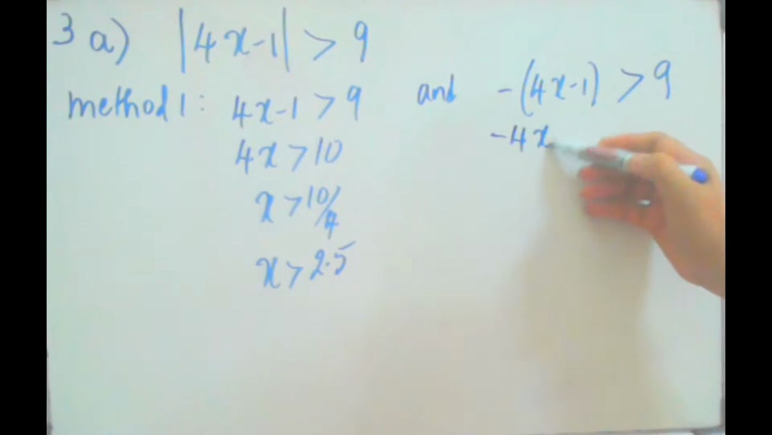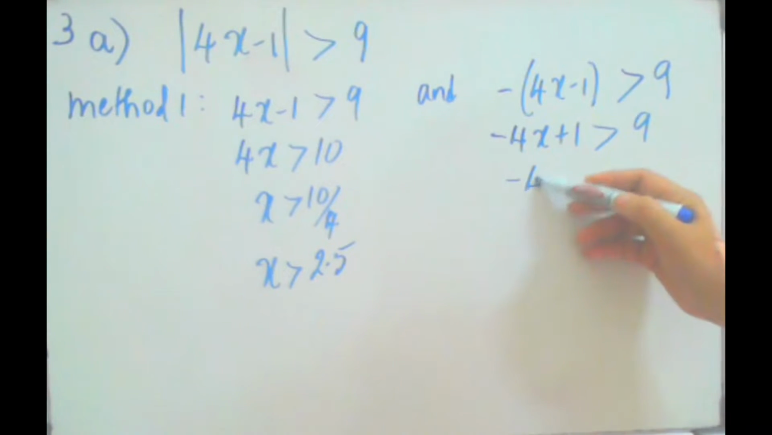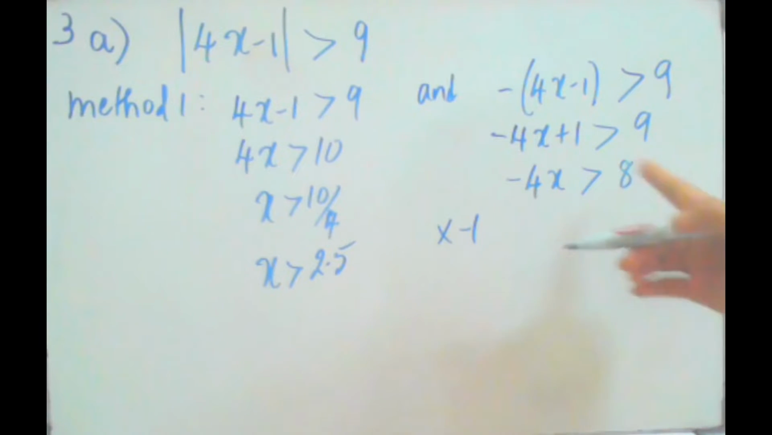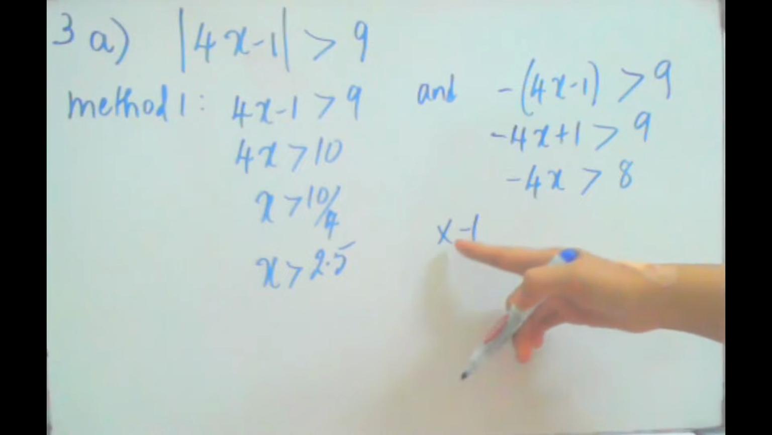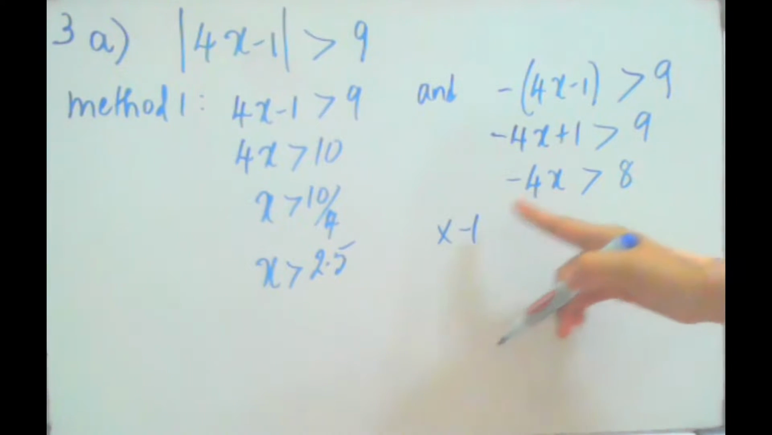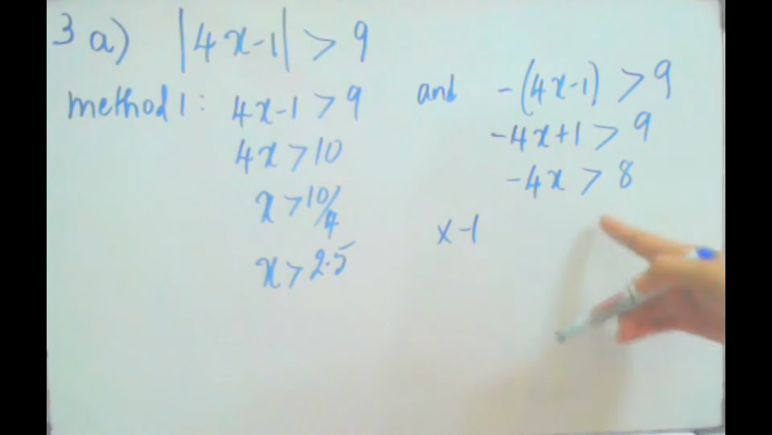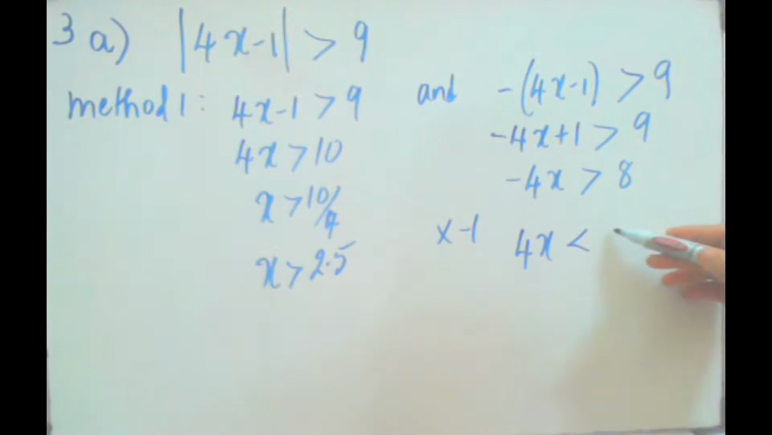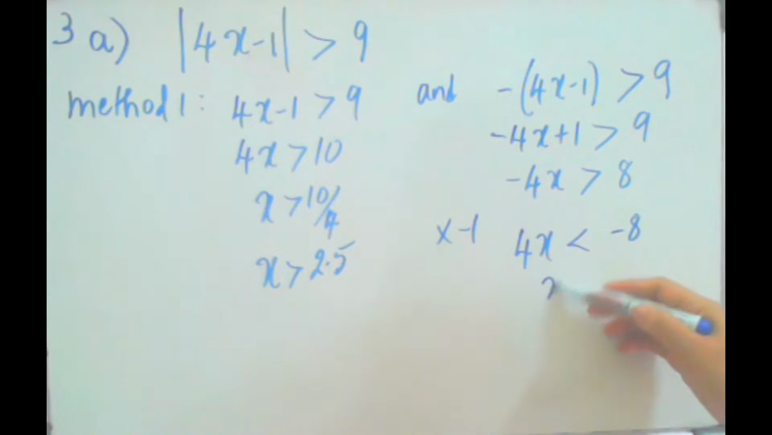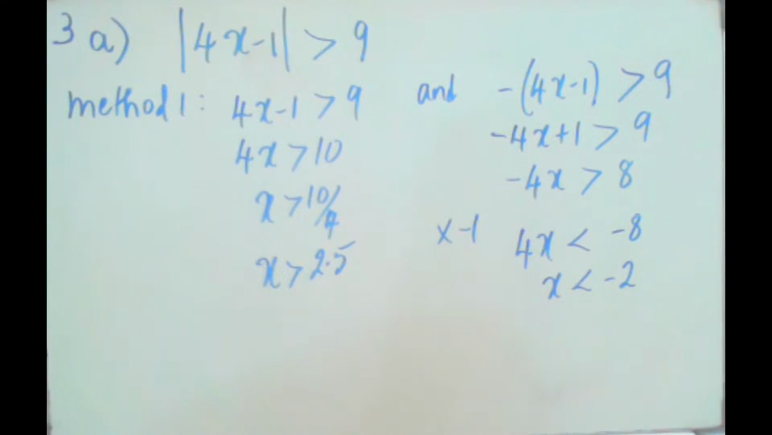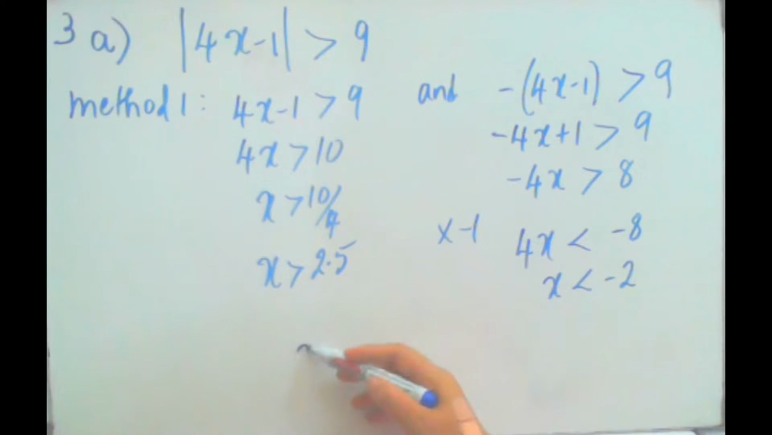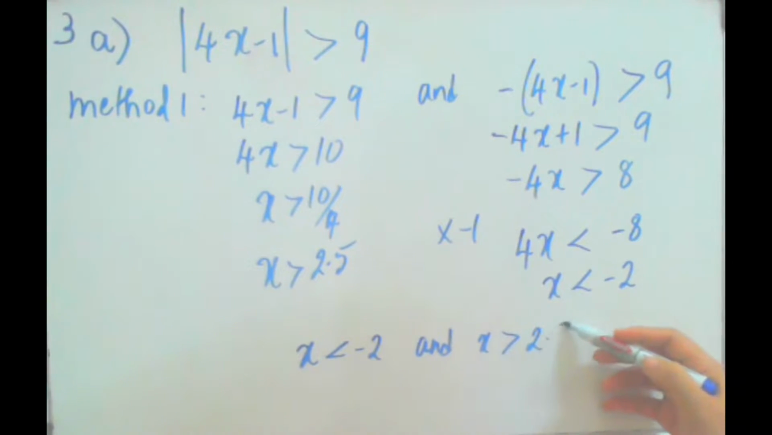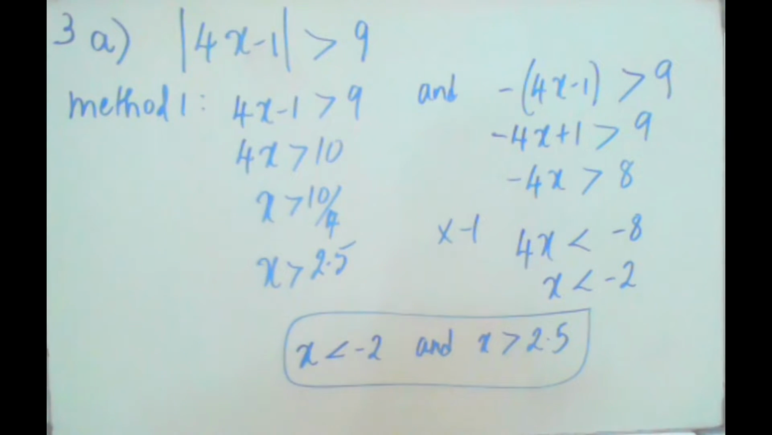So opening the bracket, minus 4x plus 1 greater than 9, or minus 4x greater than 9 minus 1, 8. Now when we multiply both sides of the inequality by minus 1, we need to do this because we don't want the negative sign with x. But we should remember, when we do that, the inequality will reverse. So we get positive 4x, but the inequality reverses and we get negative 8. So x less than negative 2. So what is the solution for this one? It is x should be less than negative 2 or x must be greater than 2.5. So this is the answer for 3a.